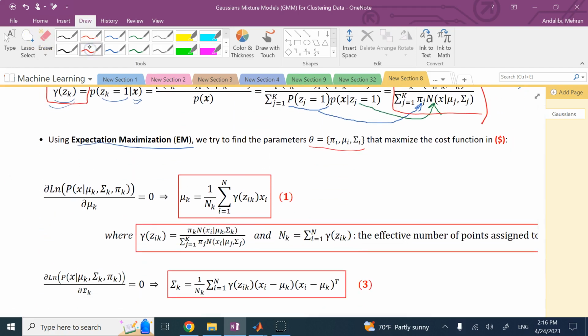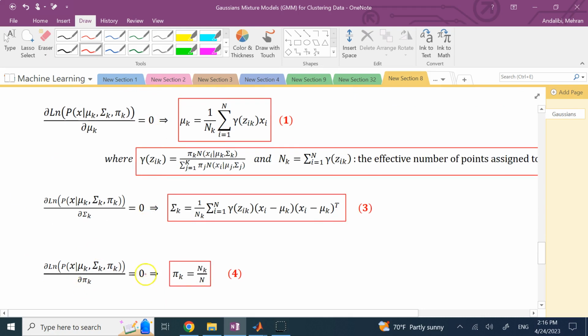We know from calculus that if theta, or all of these mu, sigma, and pi, will make that function in the dollar equation maximum, the partial derivative of that function with respect to these three parameters, mu, sigma, and pi, ought to be 0. So here we set these three equations, and then from there we solve for mu, we solve for sigma, and we solve for pi. If we solve for mu, pi, and sigma, we get these relations 1, 3, and 4 here that we'll need, and you can easily show them.